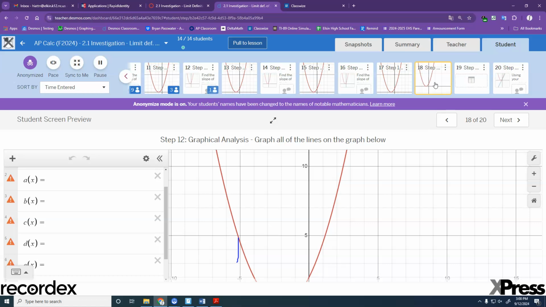Yeah, there was an extra up here, so that might have been Lucas.